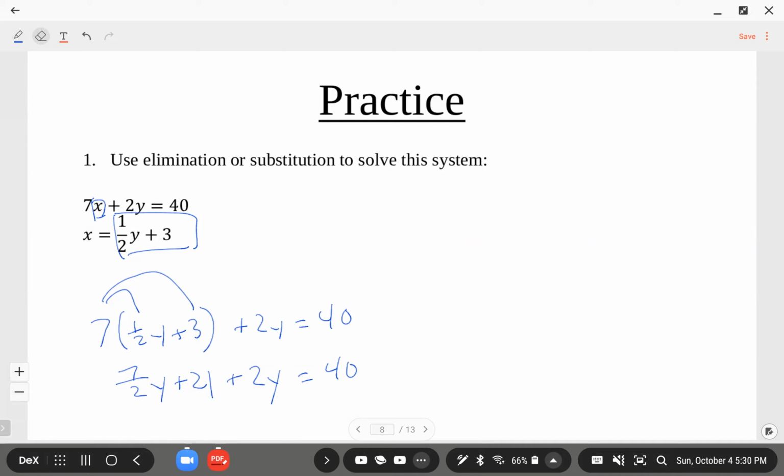Now, how do you isolate the 21 and the 2y and 7 over 2y? Because there's a 21 right here. So we want to move it to the 40 right here, right? And when we move it, we have to use the opposite sign. It's called inverse operations. So 7 over 2y plus 2y equals 19, because we subtracted 21, not added.